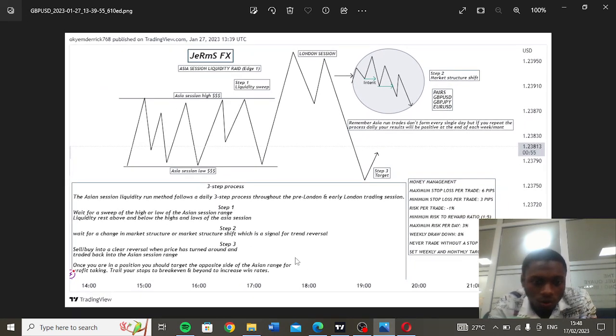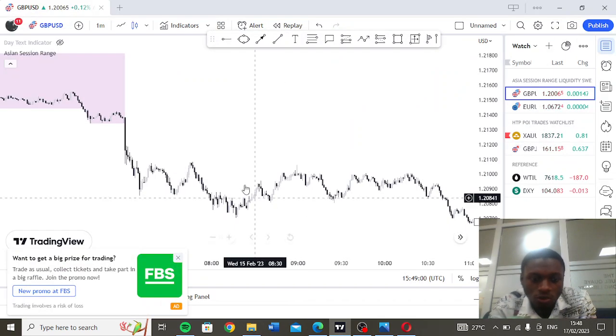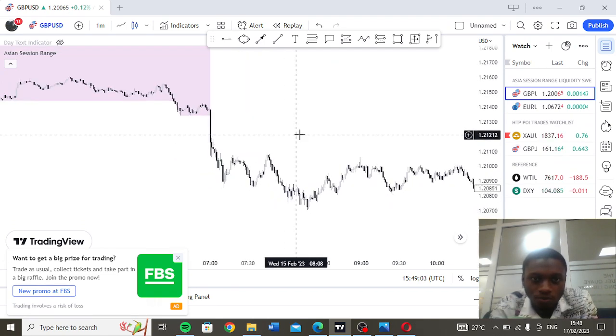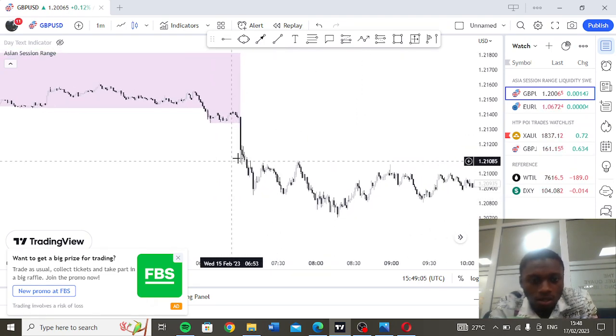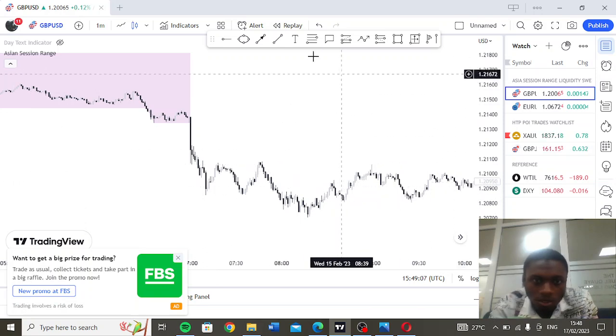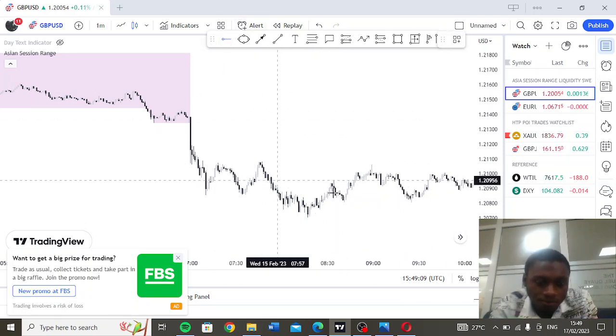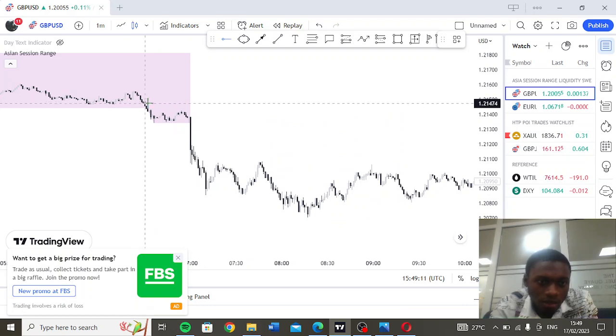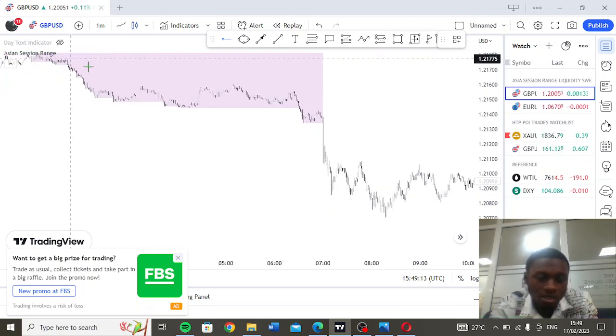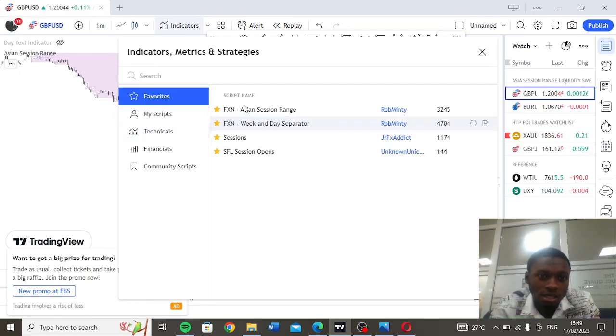So let's go over some trades I took, starting from this trade here. This is a graphical representation of my Asia session high and low. I use an indicator which is the Asia session range, the FXN. That is the one I use.